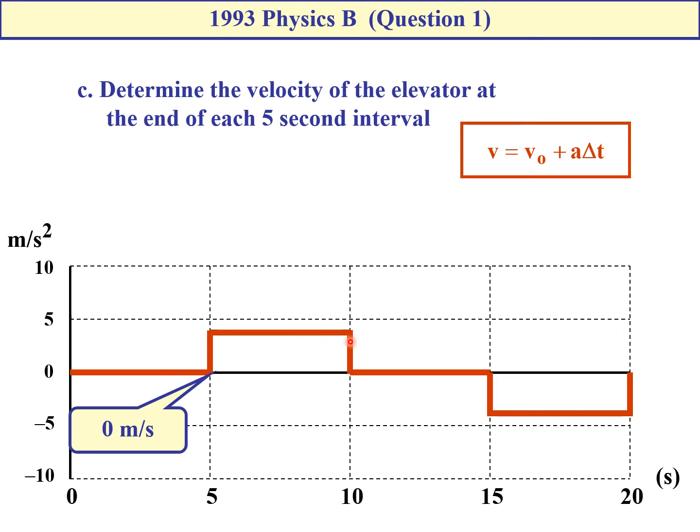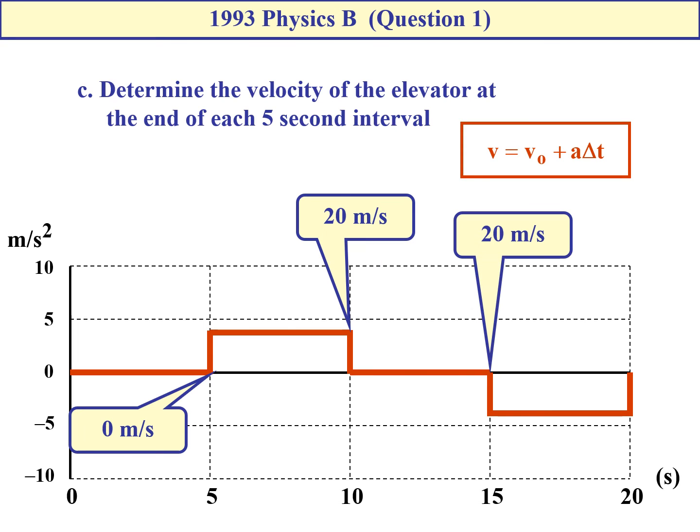Now for the second part, we got an acceleration of 4 meters per second squared. So 4 times 5 gives us 20, plus the initial velocity. Velocity here is 0, so 20 plus 0 gives me 20. And then we have this part right here where there's no acceleration, so that means we keep the same velocity of 20 meters per second. And then for this last part, we start with 20 meters per second, but we have an acceleration of negative 4 times 5, which gives us negative 20. So we end with 0 meters per second.